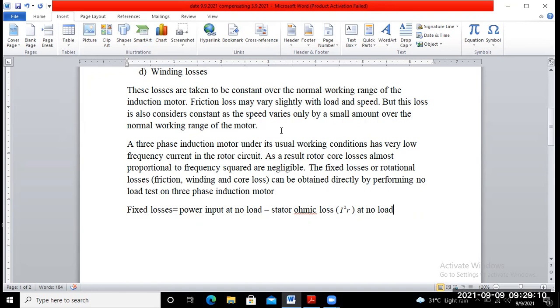And next we have the second part of the losses, that means variable losses. So let's try to elaborate the variable losses of a three-phase induction motor. Simply, you may say that variable losses consist of the ohmic losses, that means stator ohmic losses and rotor ohmic losses, and some brush contact losses or stray load losses.